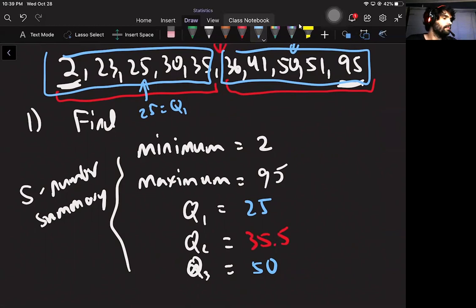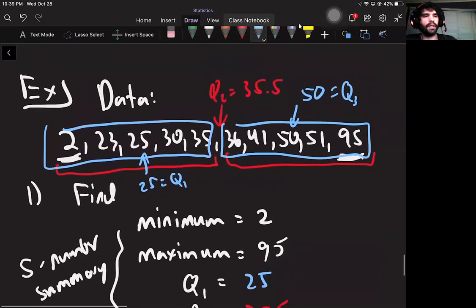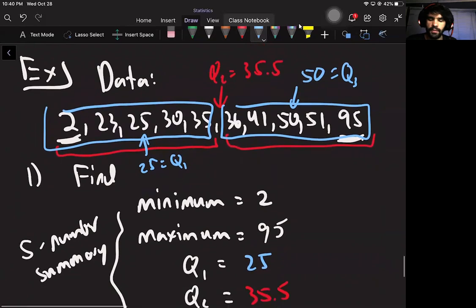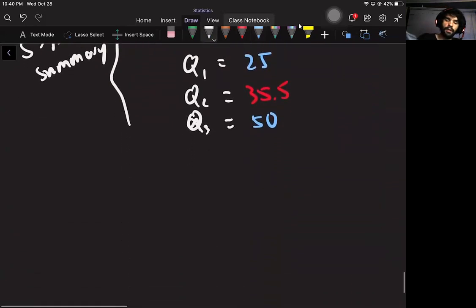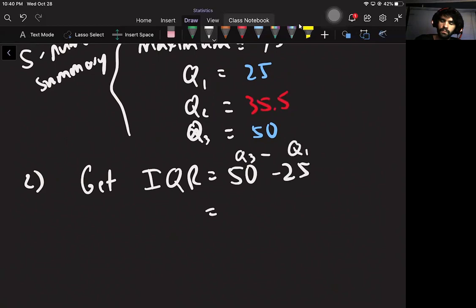Okay, so then we're going to draw a number line that, sorry, I skipped a couple steps. Okay, no, we're not going to draw a number line yet. We're not there. Okay, so next we're going to get the IQR. So remember that's quartile 3 minus quartile 1. So 50 minus 25. And that's going to also be 25.